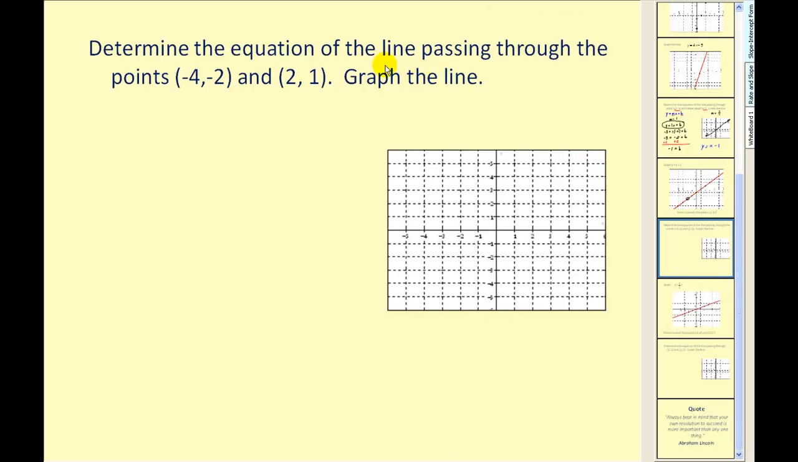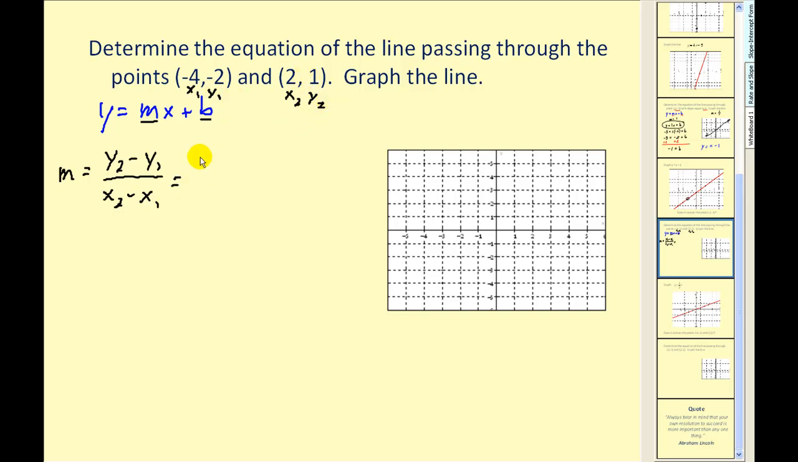Okay, let's try another. Determine the equation of the line through the points -4, -2, and 2, 1. Again, in order to find the equation in slope-intercept form, we need the slope and we need the y-intercept. In this case, we have neither, so what we have to do first is find the slope by using our slope formula. So we'll call these the 1's and we'll call these the 2's. So we'll have y2 minus y1, 1 minus -2, over 2 minus -4. Looks like we're going to have a +3 over a +6, which simplifies to 1/2.